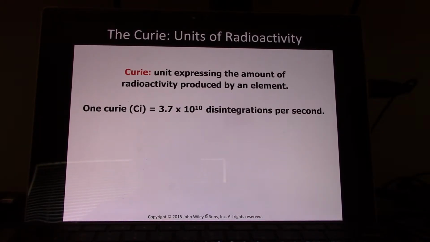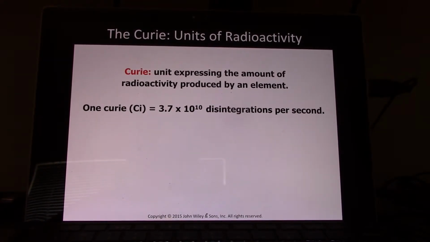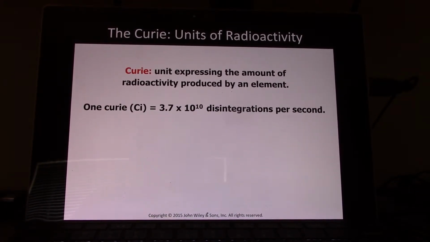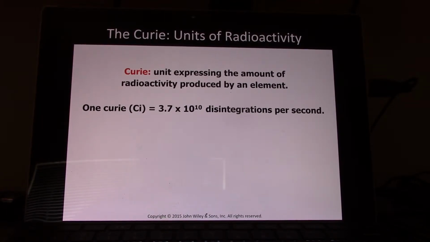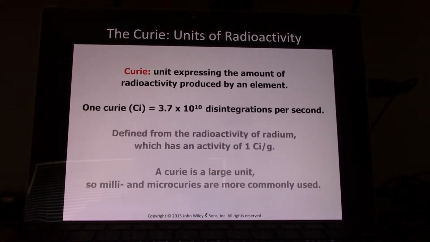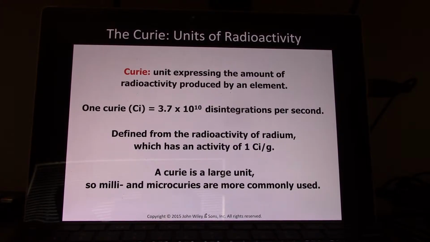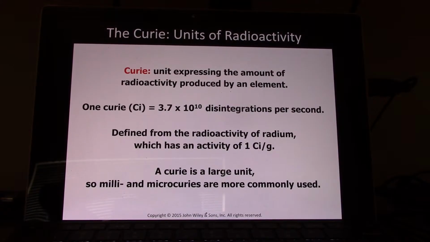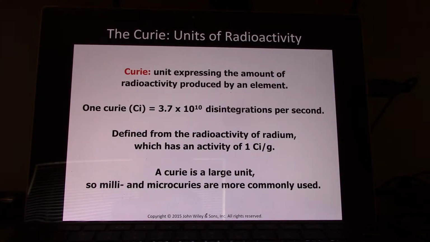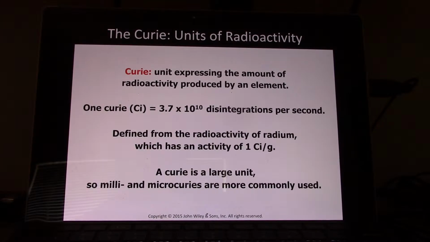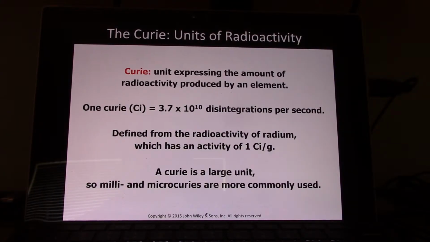A curie is a unit expressing the amount of radioactivity produced by an element. 1 curie is 3.7 times 10 to the 10th disintegrations per second. This is defined from the radioactivity of radium, which has a radioactivity of 1 curie per gram. A curie is a large unit, so really millicuries or microcuries are commonly used in actual experimental chemistry.